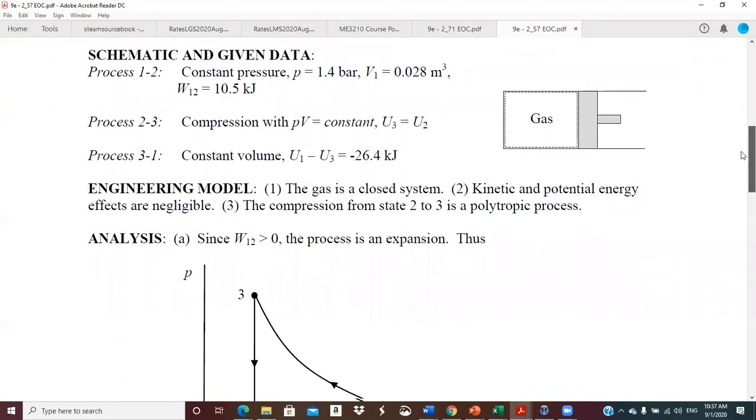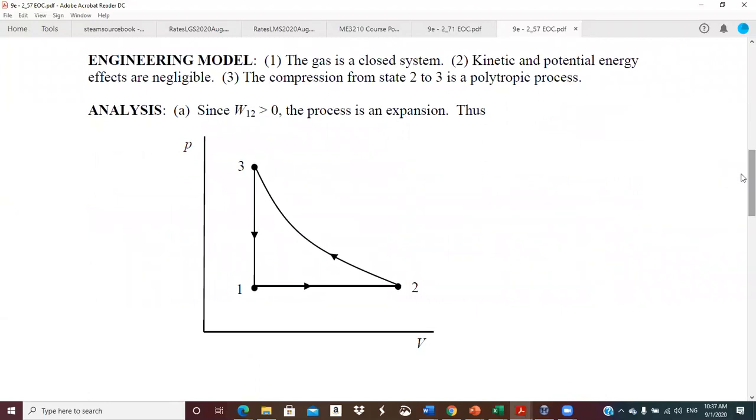Engineering model. Gas is a closed system, so we don't have any mass crossing a boundary. Kinetic and potential energy effects are negligible, and that's because this piston cylinder is not sitting on the back of a truck. It's not going down the interstate. It's not going up or down Monterey Mountain. So it's just sitting there, and the piston is moving back and forth. So yes, there are kinetic and potential energy changes in the molecules, but that is described by the internal energy term.